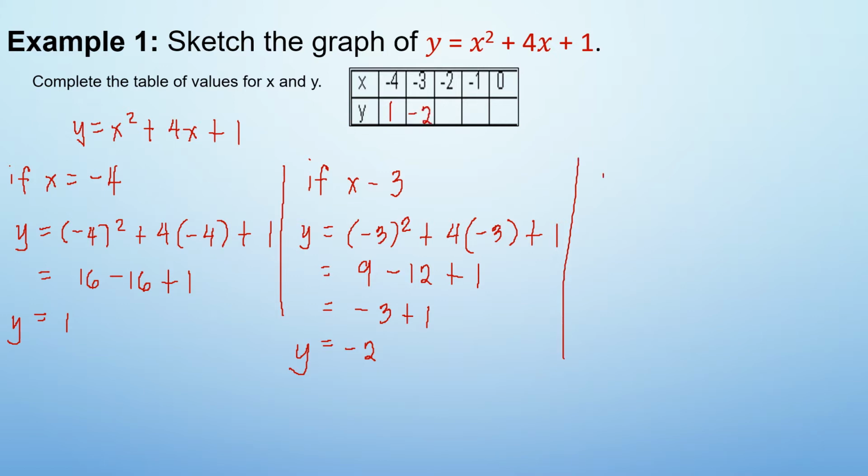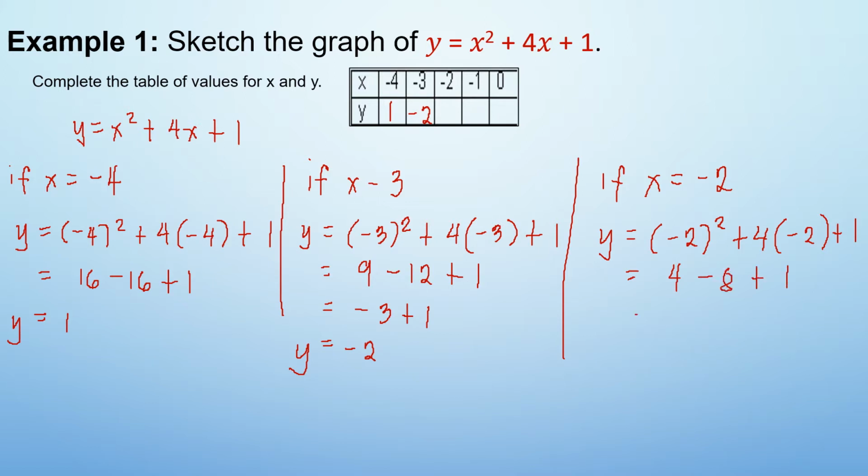Next, if x is negative 2, y is equal to negative 2 squared plus 4 times negative 2 plus 1. Negative 2 squared is 4. 4 times negative 2 is negative 8 plus 1. 4 minus 8 is negative 4. Negative 4 plus 1, that is negative 3. So if x is negative 2, y is negative 3.